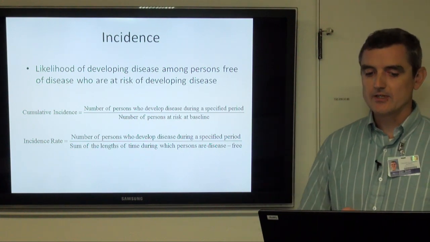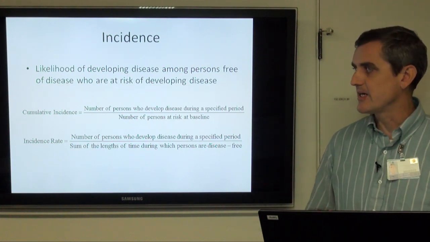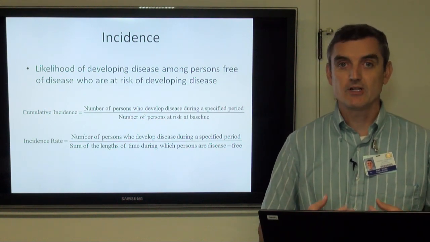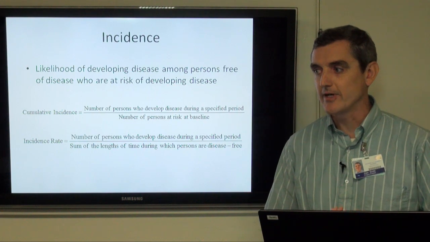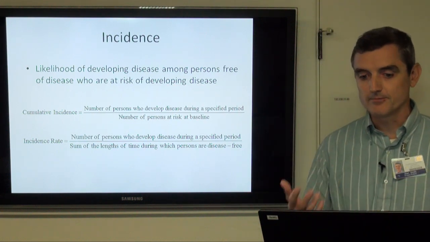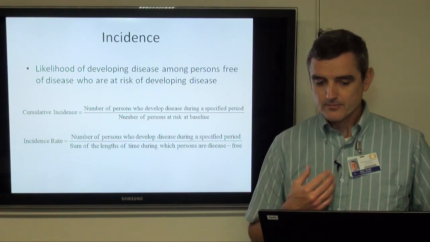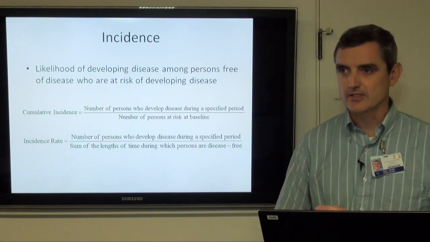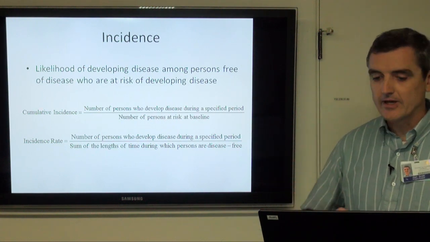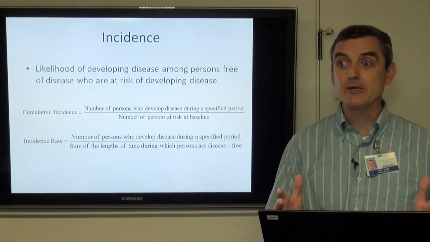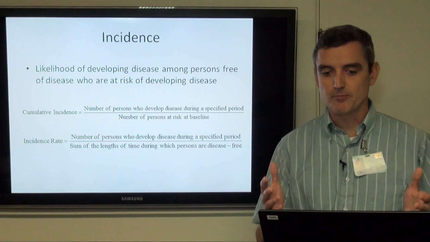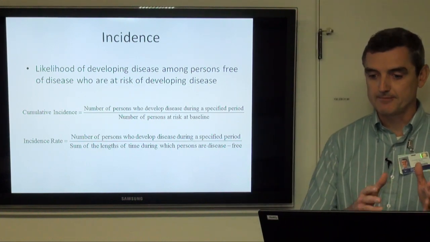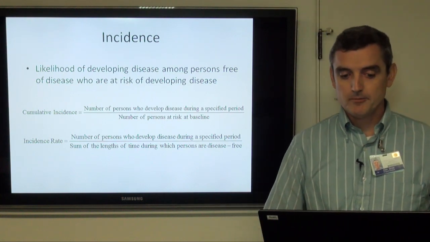The numerator in both of these types of incidence measures is the same. It's the number of people who develop the disease during a specific time period. Usually we say per year or something like that. But there are two different ways of measuring this. Cumulative incidence is the first one, and that's where we're just comparing that with the number of people who are in the sample or in the population. So that's divided by the number of people who are at risk at that baseline time.